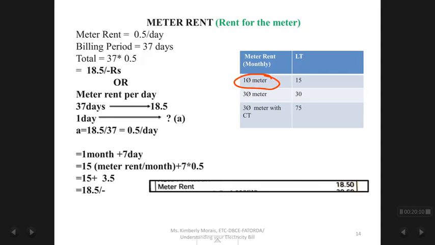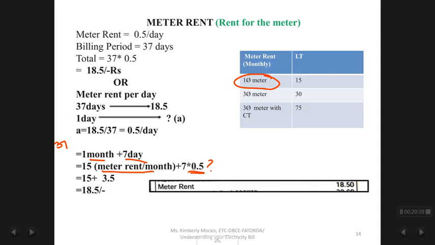Now, your bill, please understand, is generated for 37 days. So you can break it up into 1 month plus extra 7 days. For 1 month, the rent of a meter is given as 15 rupees. So for the extra 7 days, what is the charge? For 37 days, this is my calculation, I got this bill as 18.5. So for 1 day it is how much?